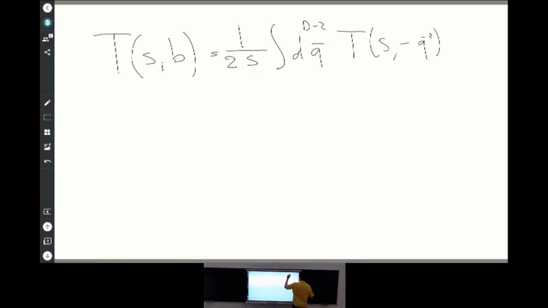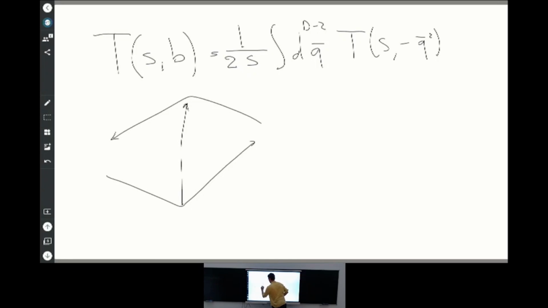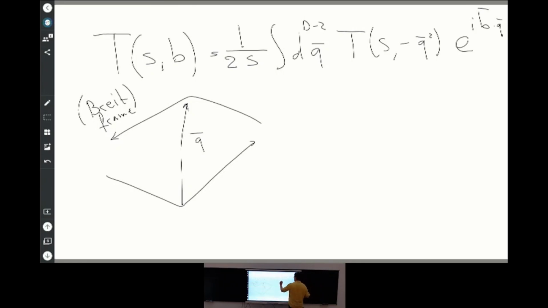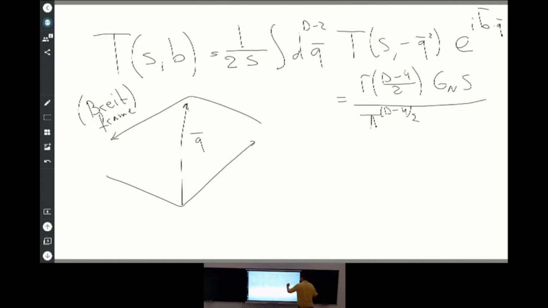So here, what I did is that we consider the scattering in the so-called Breit frame, where the particle in the scattering process only changes the transverse momentum. This is the exchange momentum Q. So this is a Breit frame. And then you do the Fourier transform with respect to this Q. And what you get is gamma of (d minus 4) over 2, times g Newton S, and here you get pi to the (d minus 4) over 2, and b to the d minus 4.